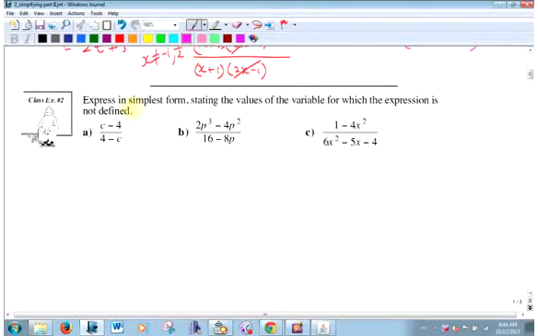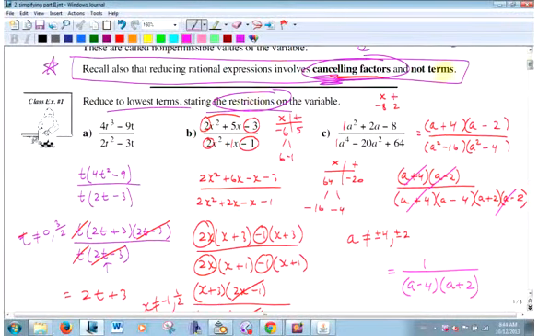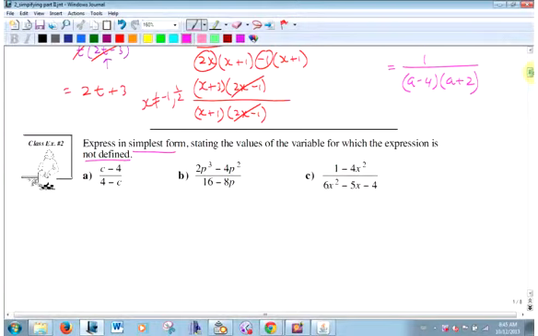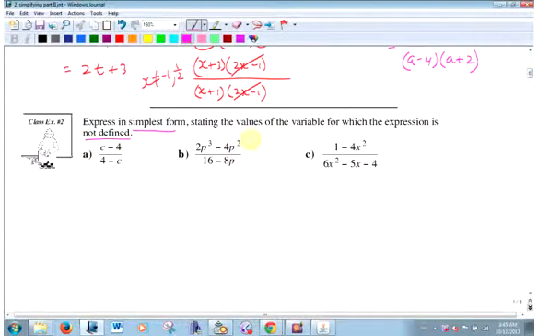Okay. Express in simplest form, stating the values of the variable for which the expression is not defined. Is that any different than the last question? State the restrictions. That says exactly the same thing, right? The restriction is it can't be undefined. You can't divide by 0. It's all saying the same thing. Okay. C can't be what here? If it is 4, I'm dividing by 0, right? Can't do it. Okay, I'm done with restrictions.